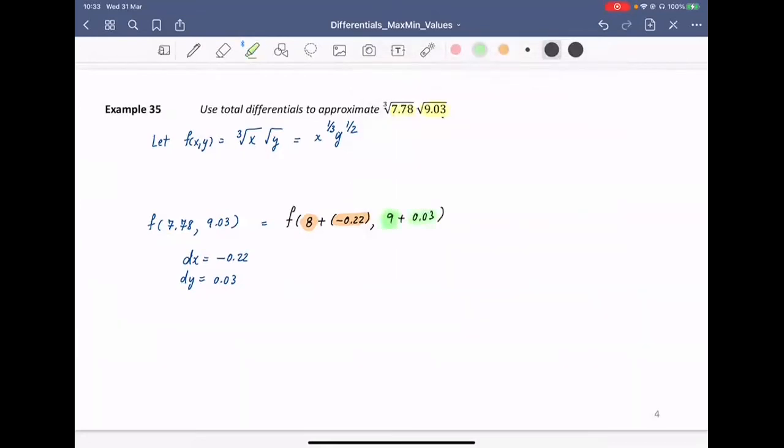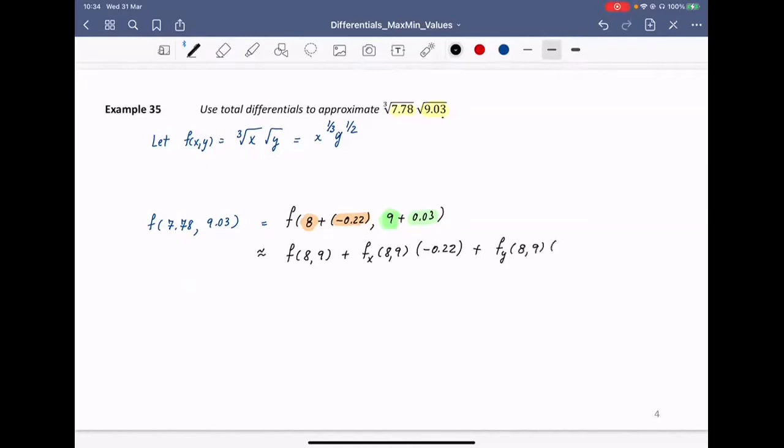And then the next thing is, now you have x, dx and y, dy already. So you're going to approximate it by f at 8 and 9, right? Because this is my x and y. And then I'm going to do f subscript x at 8 and 9, and then I'm going to multiply by dx, which is negative 0.22. I keep making a mistake on that. All right, so f subscript y at 8, 9, and then 0.03.